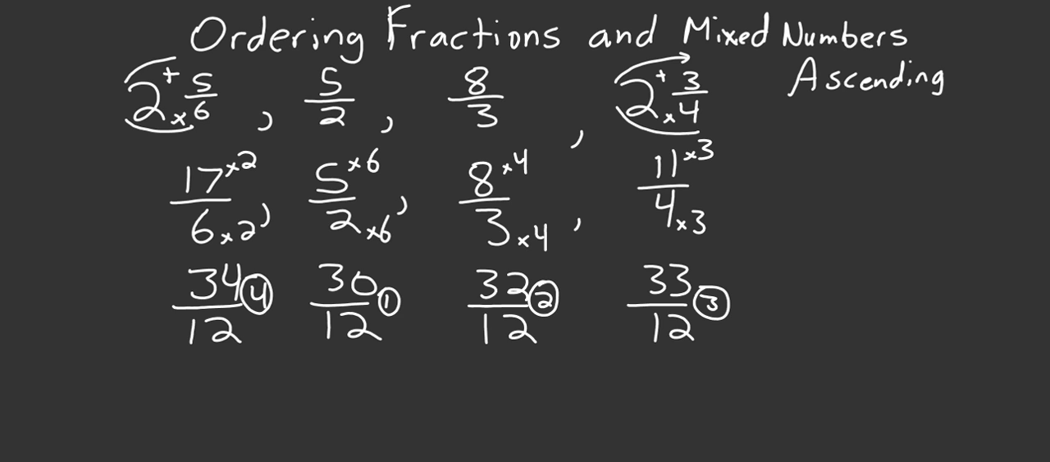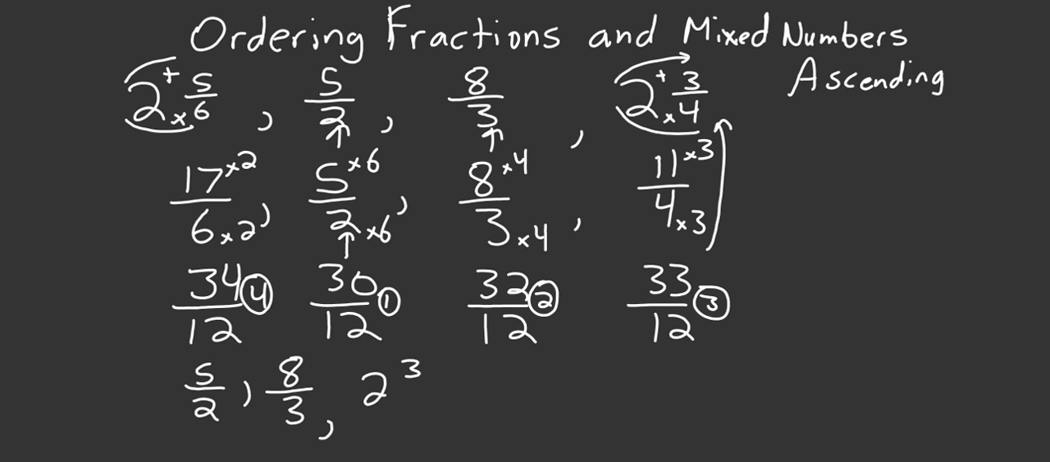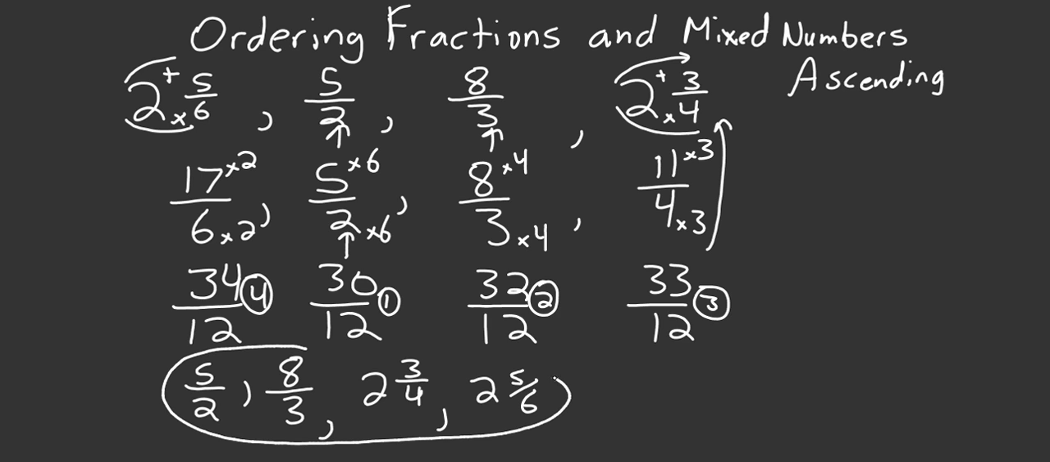So my first one, let's go straight up, was 5 halves. Number 2 was 32/12, so go straight up, that is 8 thirds. My third, let's go straight up, was 2 3/4. And finally it was 2 5/6.